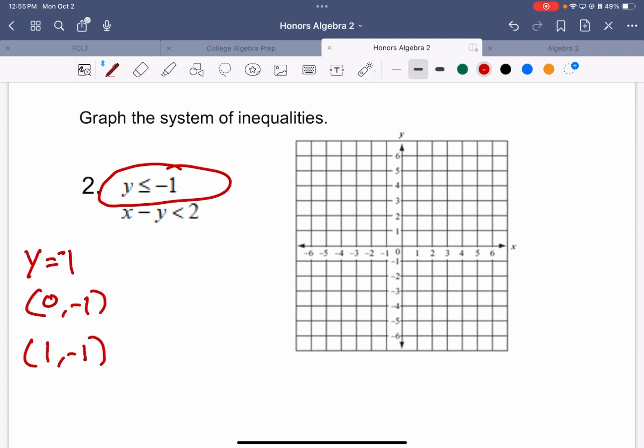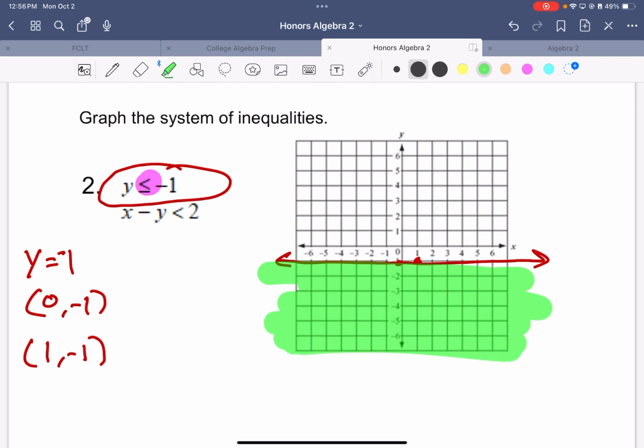My y value always has to be -1. So I got the point (0, -1), and (1, -1). My inequality is less than or equal to, so that means it's going to be solid. And I'm going to shade below. So there's the first one.